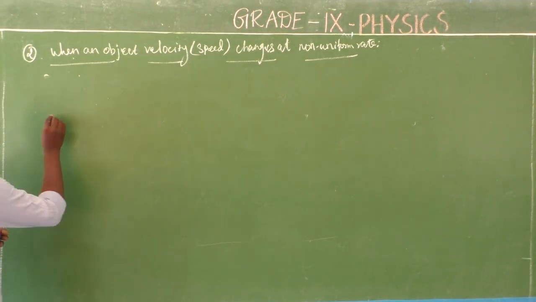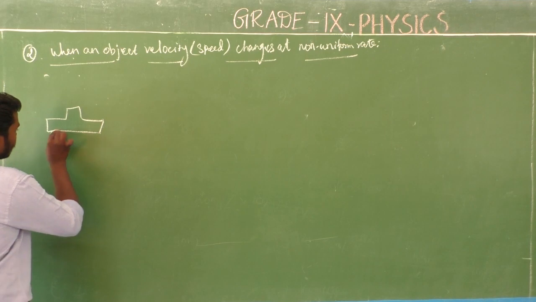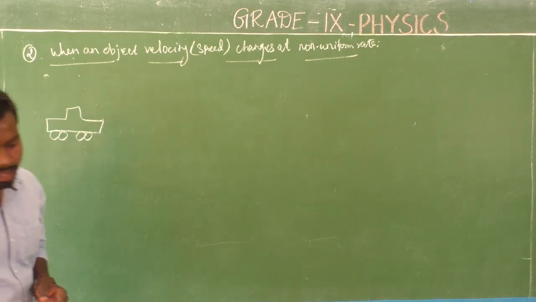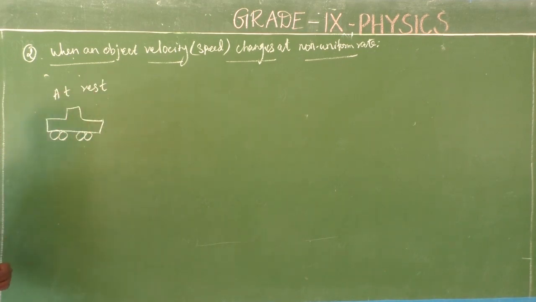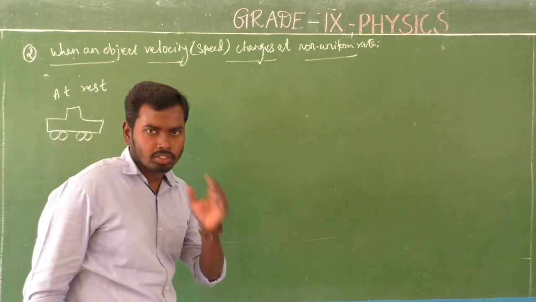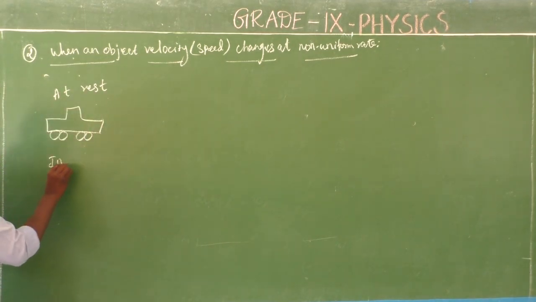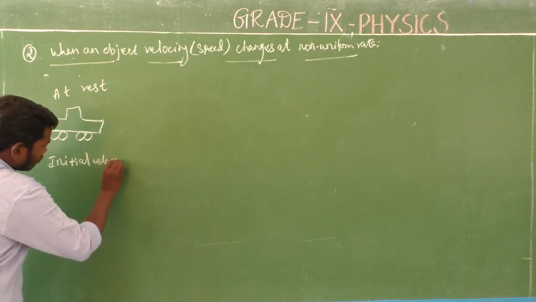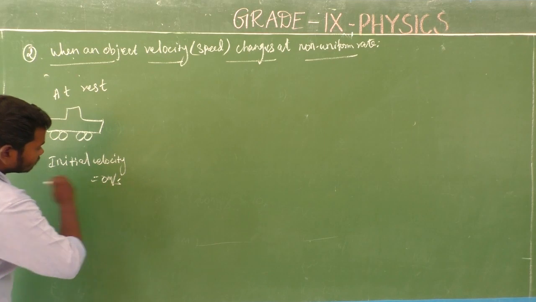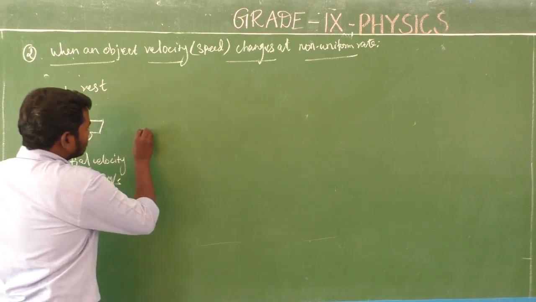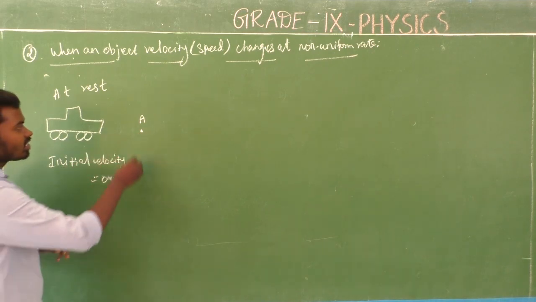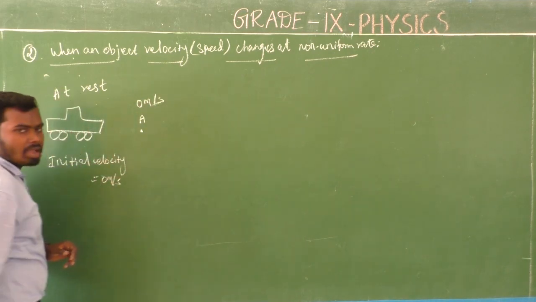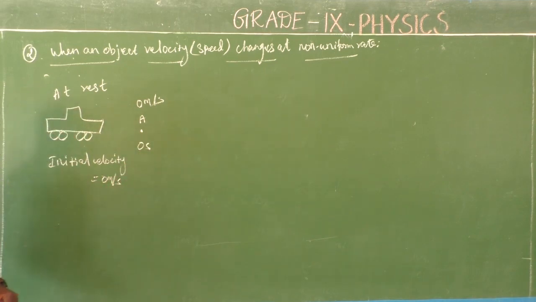So let's start with an example. Consider a car. Initially the car is at rest. So what is the initial velocity of the car? Initial velocity of the car is obviously 0 because the car is at rest. Is it clear? Yes. Consider point A. At point A the object is at rest. So what is the initial velocity of the car? That is 0 meters per second, and time also 0 second.